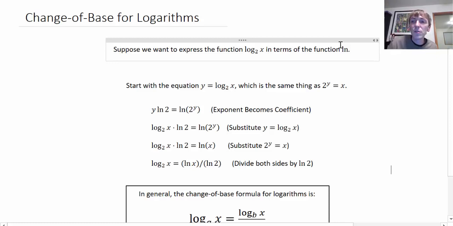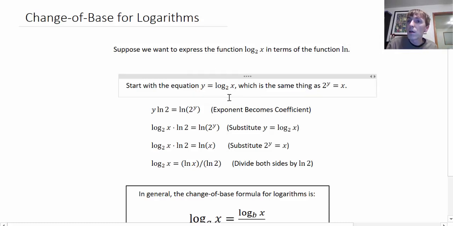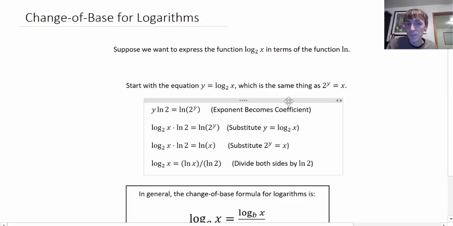All right. So what we're going to do is start with the equation y equals log base 2 of x. We know, because of the definition, that we can turn that into the equation 2 to the y equals x. So I'm actually going to be referring to both of these in this calculation. The hardest part of this calculation is the start. I'm going to start with the equation y times ln of 2 equals ln of 2 to the y. That seems unmotivated right now, but that's just because it's going to lead somewhere interesting. It's okay if we don't know why yet.